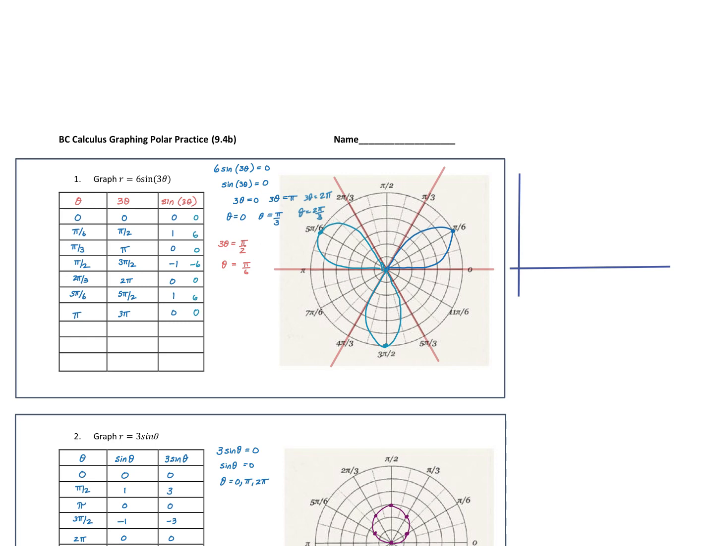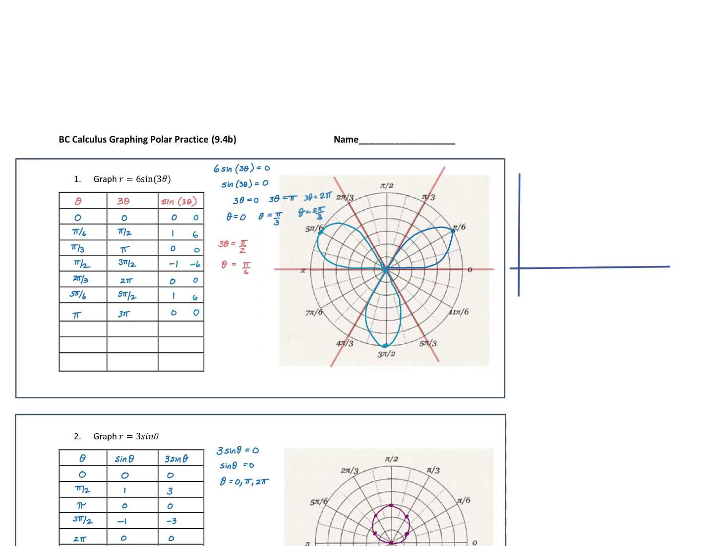Okay, so for example, here we have 6 sine of 3 theta. So the 6 is not a big deal. It just means that the sine curve is going to go from 0, instead of 0 to 1, 0 to 6, back to 0, to negative 6, 0, 6, 0, negative 6, and so forth. So let's not worry about the 6 part of it. It's really the sine of 3 theta.